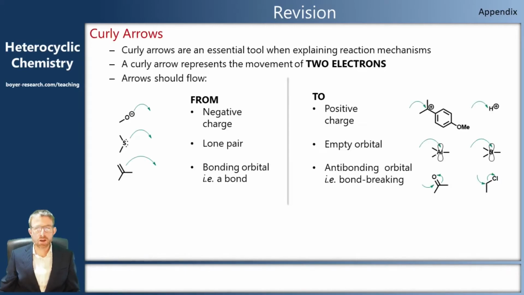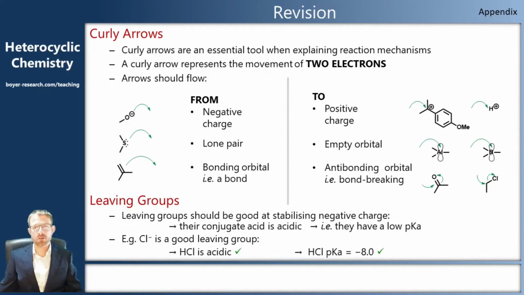To start off with, we're going to remind ourselves about curly arrows. Curly arrows are the most important part of our mechanisms, and they represent the movement of two electrons. So that means that they should flow starting from somewhere that has a source of electrons, and they should end up somewhere where there is a sink of electrons. For example, from a negative charge, or a lone pair, or a filled orbital, to a positive charge, an empty orbital, or an anti-bonding orbital.